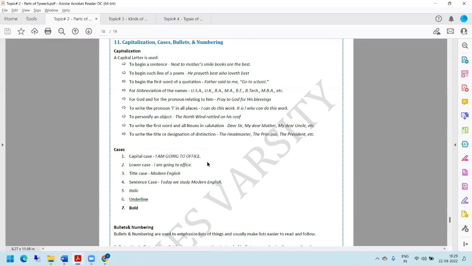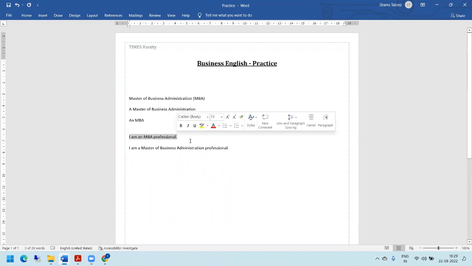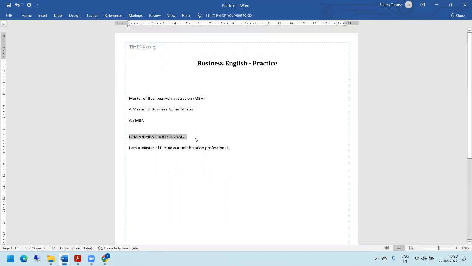Capital means everything is capital. There are some special cases where we can use this one, but we cannot put everything in capital. This is the correct sentence. Instead of keeping it like this, let's say I make it all capital, uppercase. So all are capital, and this is not the correct way of writing a sentence. We should take care where we use capital and where we use small letters.